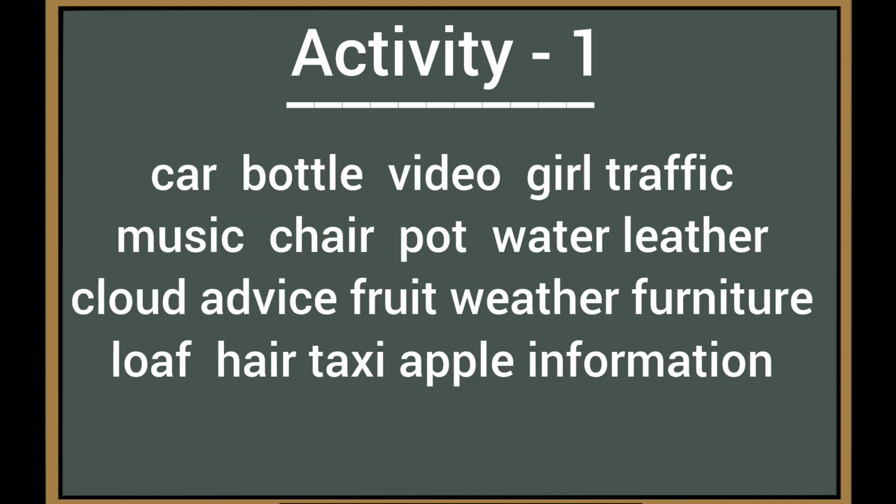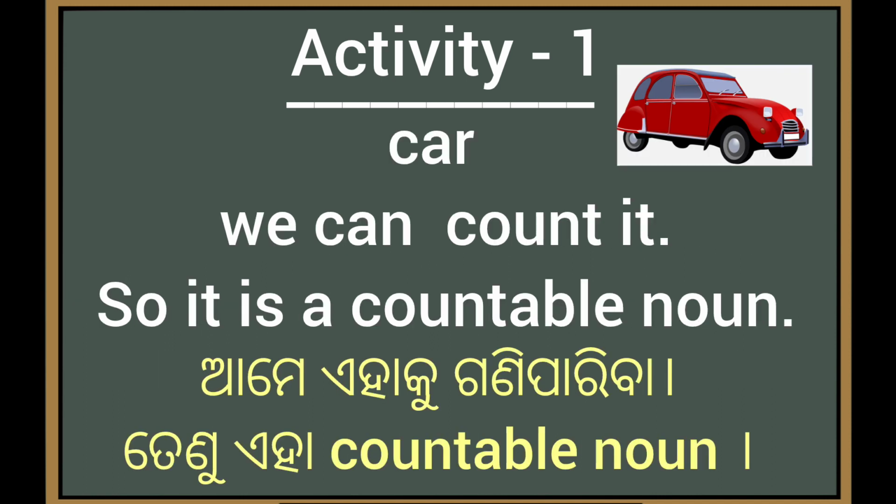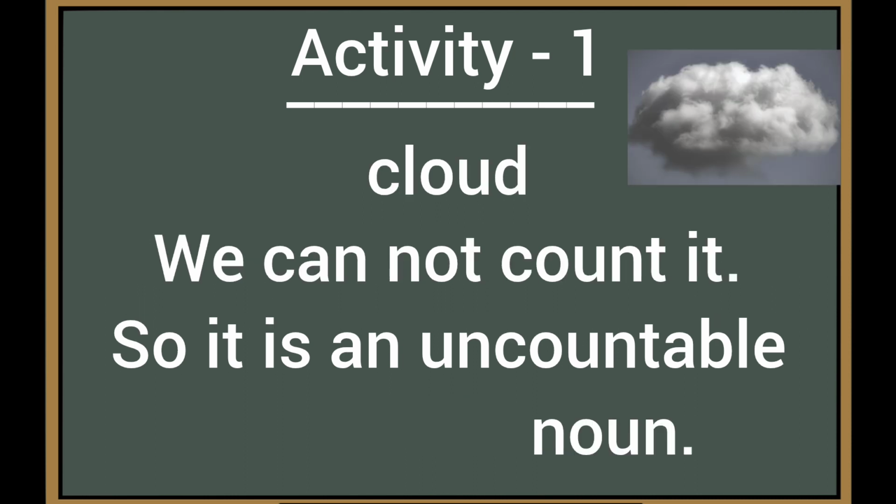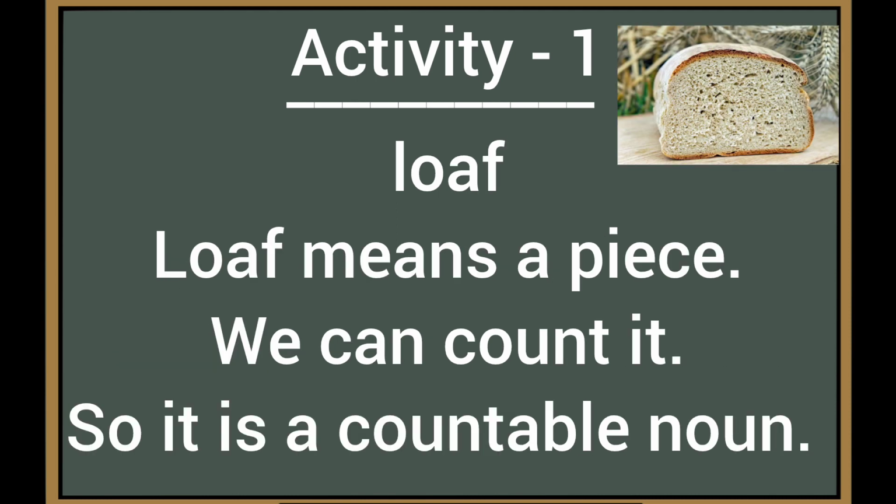Now students, there are some nouns. We have to say which are countable nouns and which are uncountable nouns. First, car. We can count it, so it is a countable noun. Next, music. We cannot count music, so we can say it is an uncountable noun. Number 3, cloud. We cannot count it, so it is an uncountable noun. Number 4, loaf. Loaf means a piece. We can count it, so we can say it is a countable noun.